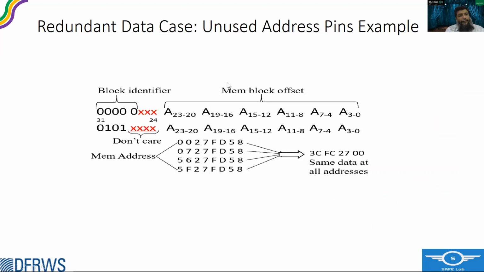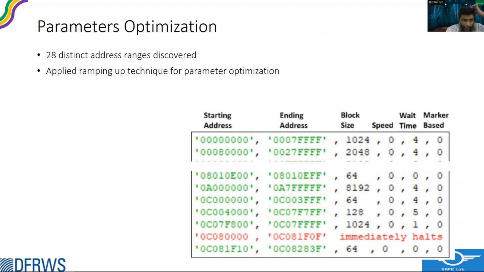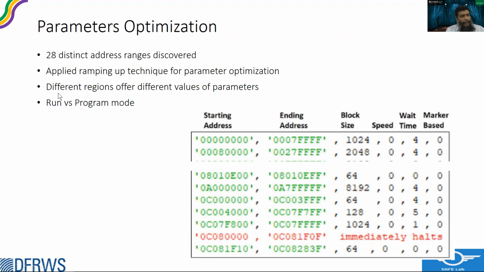So after acquiring the data, we performed a parameters optimization exercise as well. So there were only 28 distinct ranges of different sizes. So we applied a ramping up technique instead of going through the theoretical exercise of finding the parameter values. And one important thing is, if the PLC is in run mode or program mode, it may respond differently to different acquisition parameters.